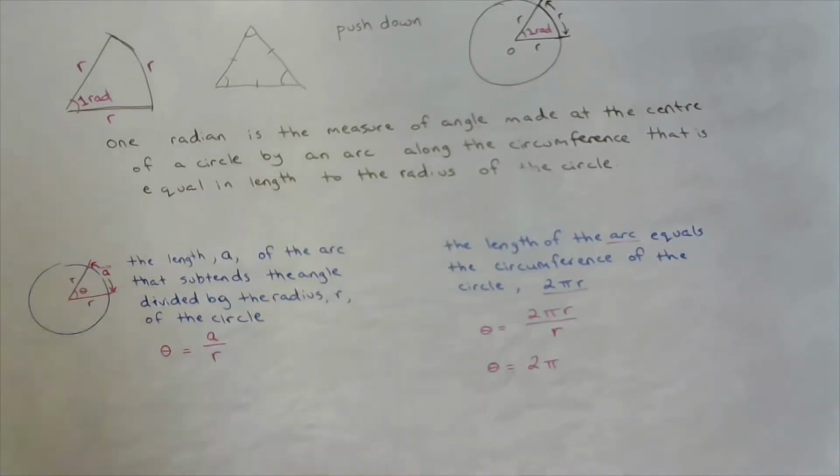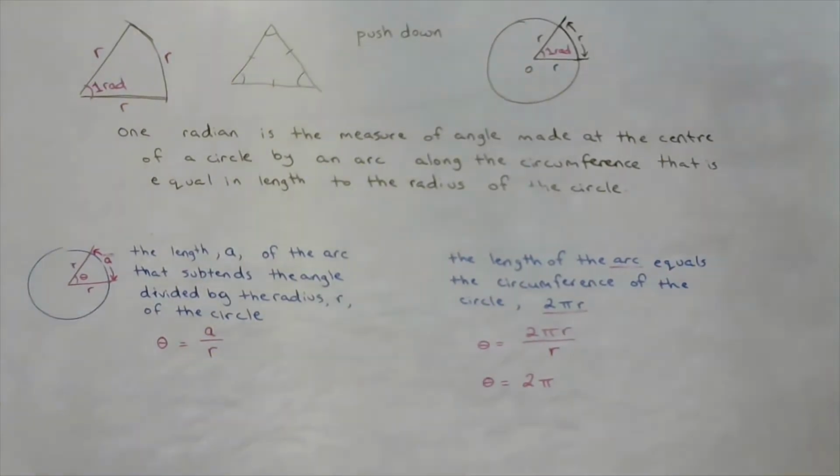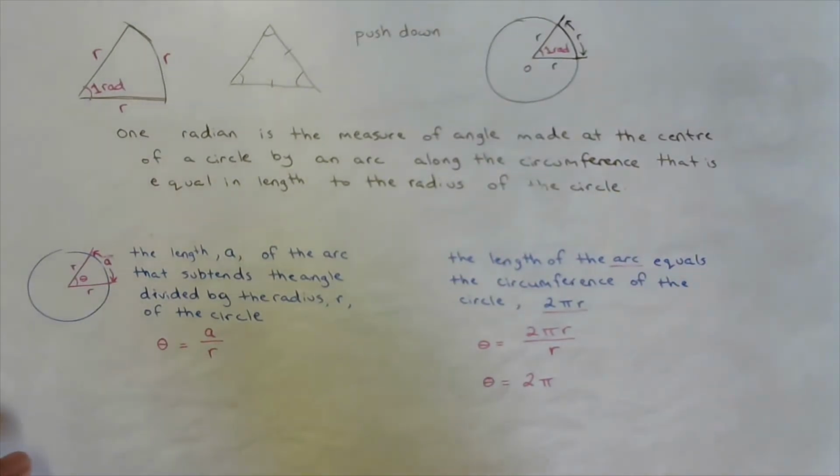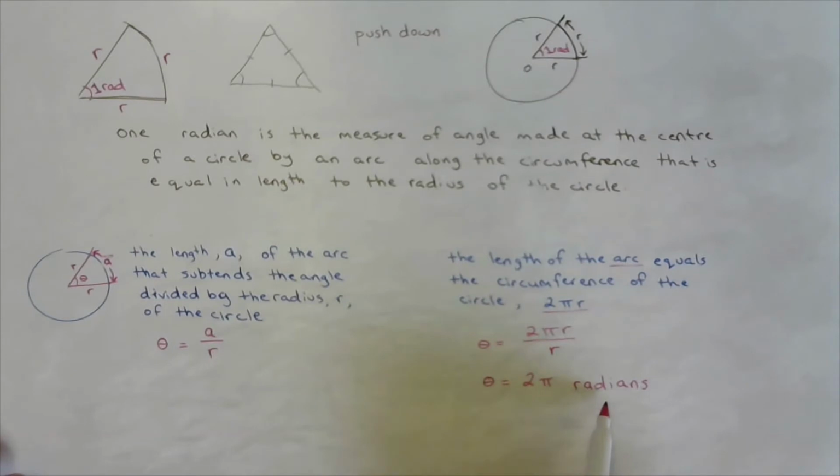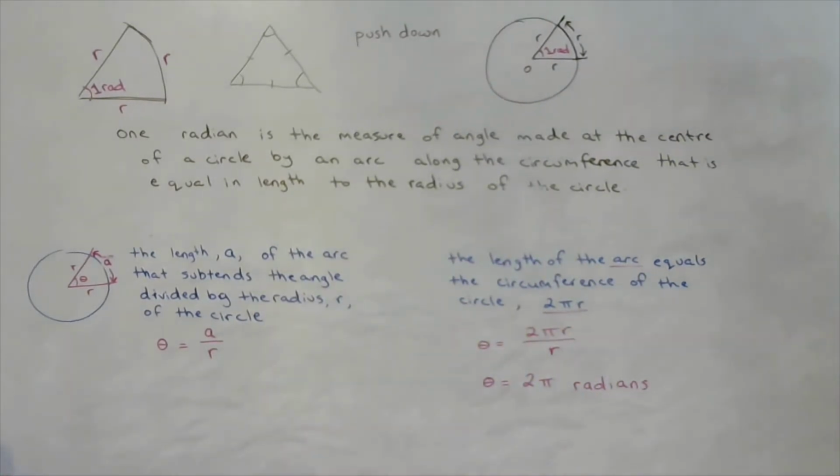Okay? We can even add the units of measure here. This is 2 pi radians. That's the angle measurement for one full revolution. That means 2 pi radians equals 360 degrees. Okay, so the relationship between radians and degrees is that 2 pi radians is equal to 360 degrees.